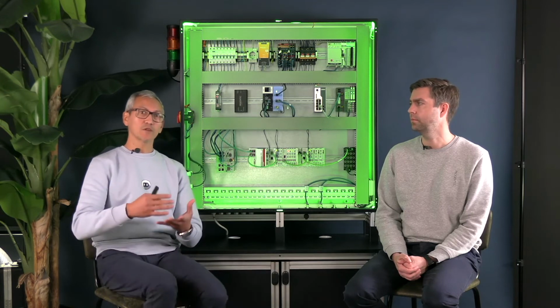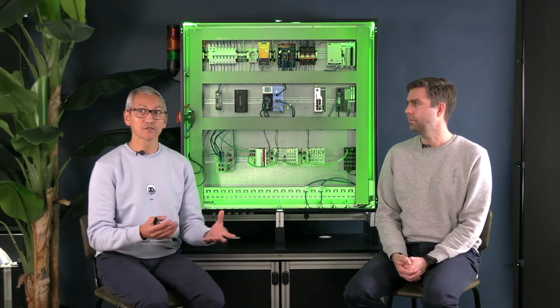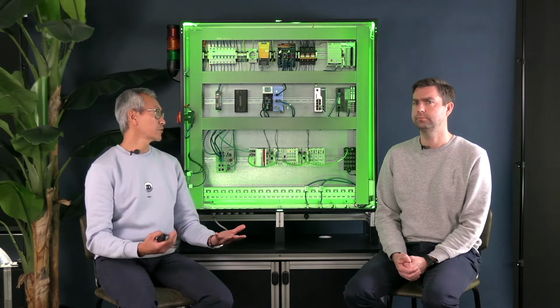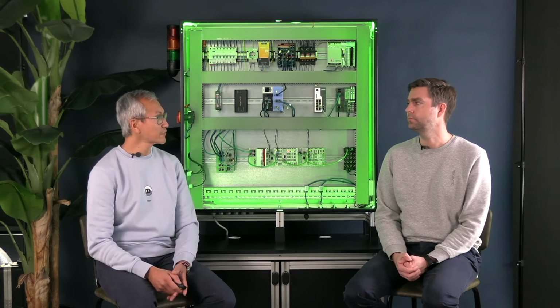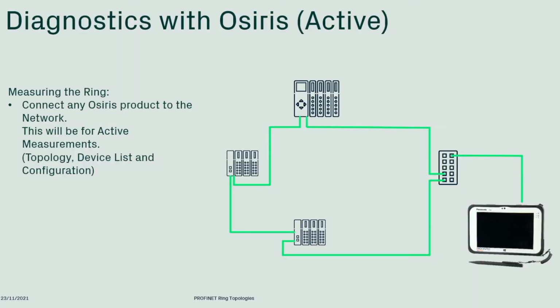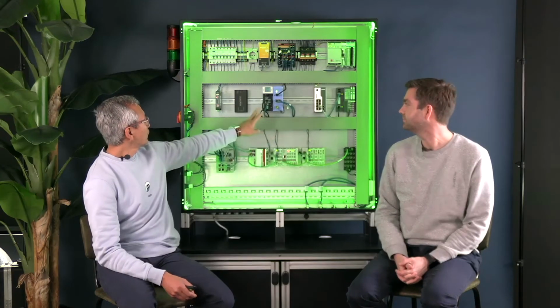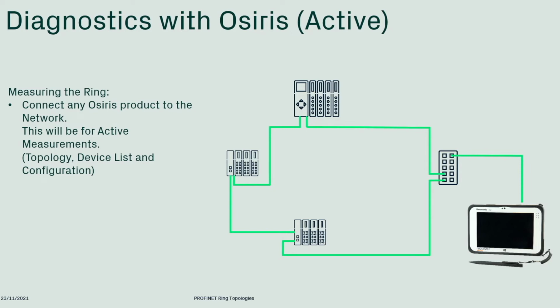Okay. So we know our topologies, we know how rings work, and also the pitfalls, the line depth. So let's have a look at the measurements, how to do the measurements on line topologies or ring topologies. Of course, we use OSIRIS for this, and there are two types of measurements. First, we will start with active measurements. There we connect our OSIRIS. In this case, it is a Mercury, but it can also be the OSIRIS on your laptop or an Atlas. Atlas is just sitting up here, right? Yes, yes, yes. So if we connect the factory port directly onto a switch, you can see it here as well. Then we're talking about active diagnostics.